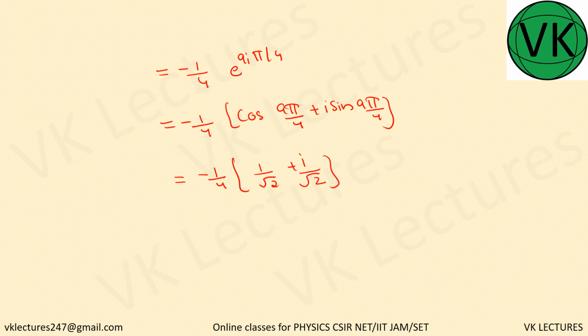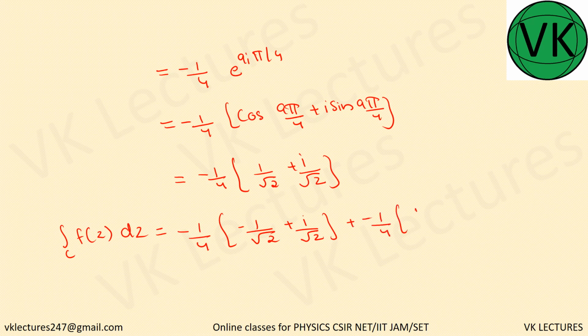We got integral C f of z dz is equal to minus 1 by 4 (minus 1 by root 2 plus i by root 2) plus minus 1 by 4 (1 by root 2 plus i by root 2), that is equal to pi by root 2.